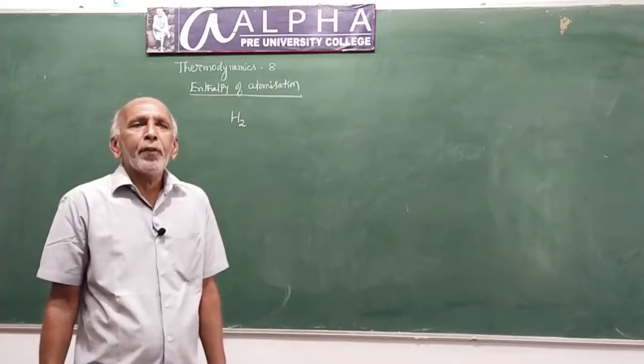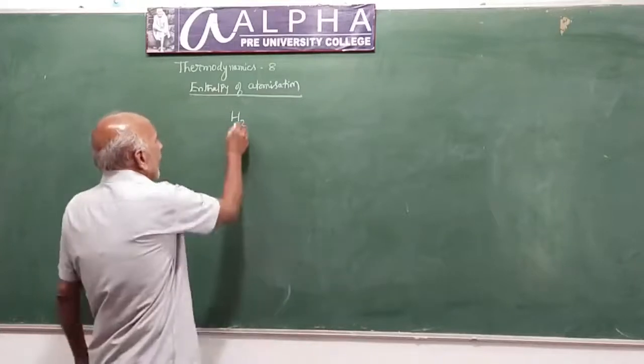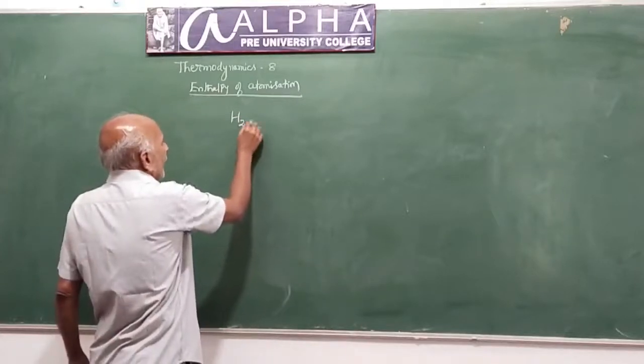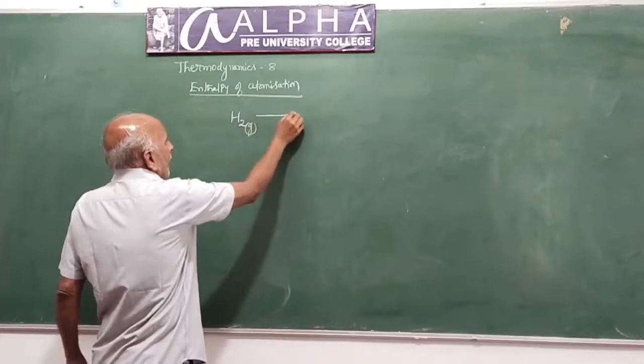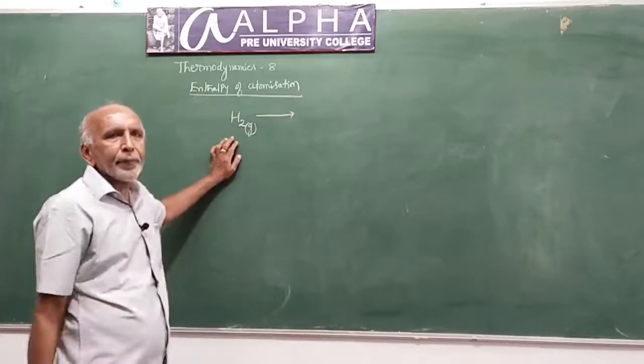It is made up of 2 hydrogen atoms. Okay. Consider 1 mole of hydrogen molecule, diatomic hydrogen molecule. 1 mole of hydrogen molecule contains 1 mole of bond.